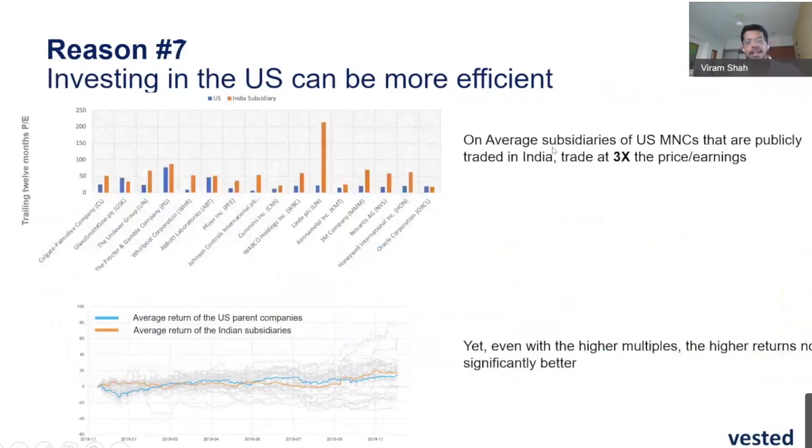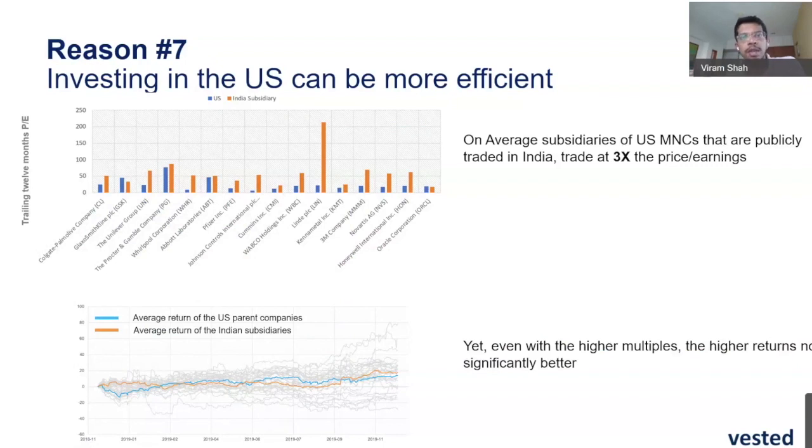And the last reason is again a narrower one. So I've gone from broad to narrow, narrow, narrow. This is basically if you're interested in certain companies that are listed here and have their parent companies in the US, it can be more efficient to actually invest in the parent company itself.